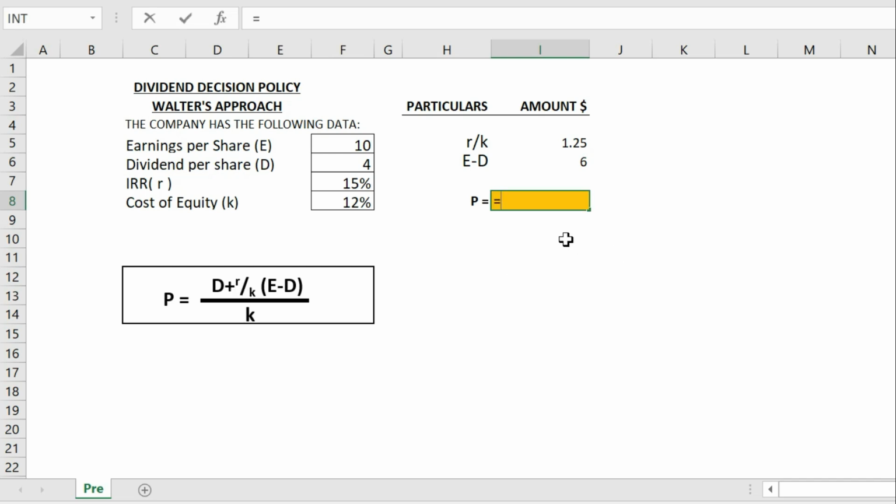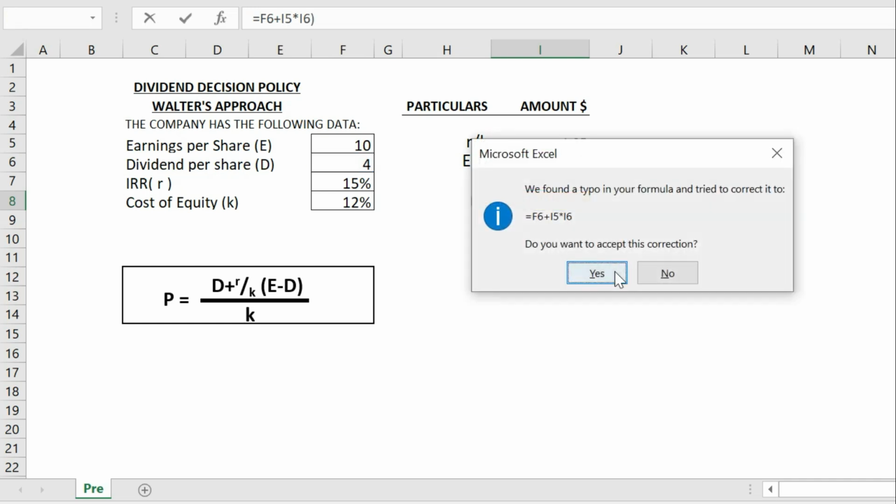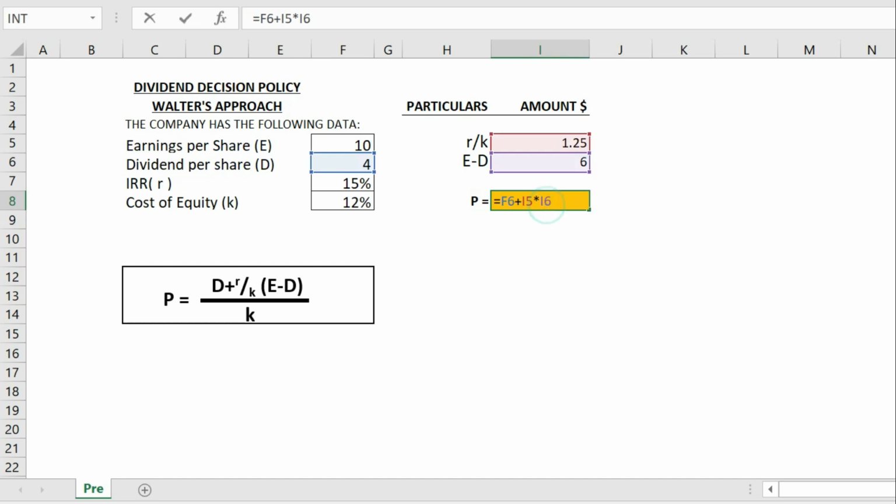So let's add the equal sign, and first of all we have D, and here's the D plus R over K, and multiply it by E minus D. Add the brackets on both sides. Wait, you need to add the brackets first, and divide the whole value by K.